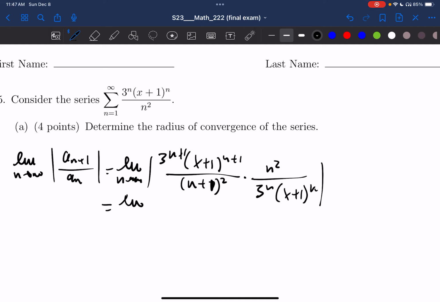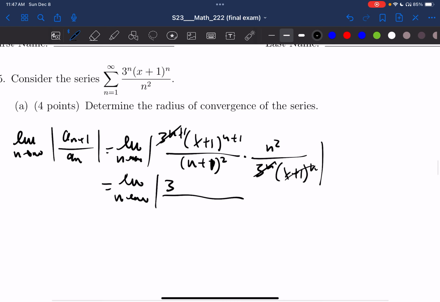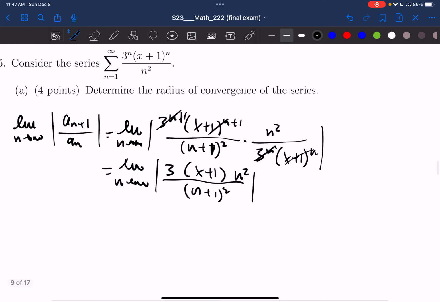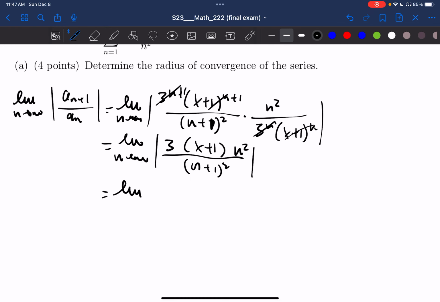This will be equal to the limit as n goes to infinity. This 3n and this 3n will cancel, leaving us with the absolute value of 3 on top. And then this and this will cancel, leaving us with the x plus 1 on top. And then this and this does not cancel, therefore we'll just leave this as it is, n plus 1 squared. We can rewrite this by bringing the constants out in front: 3 absolute value of x plus 1, times the limit as n goes to infinity of n squared divided by n plus 1 squared.